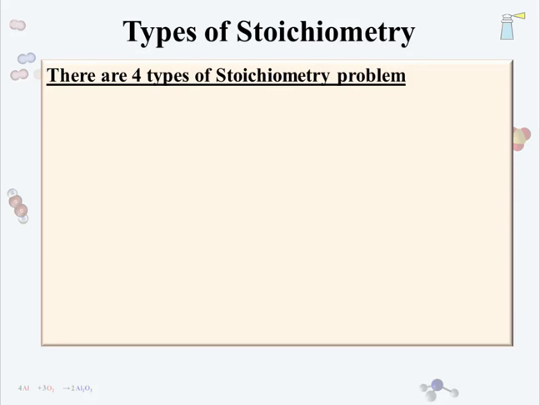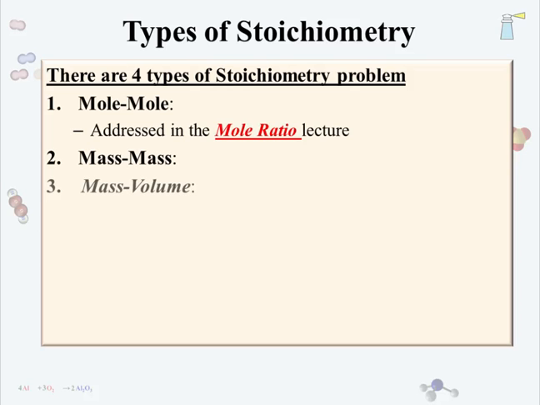In the stoichiometry problem-solving lecture, a list of types of stoichiometry problems is given that is based on the units of the current and desired substance in the problem. There are four general types. There are the mole-to-mole problems. These types are addressed in the mole ratio lecture. There are also mass-to-mass and mass-to-volume or volume-to-mass problems, and they are covered in the stoichiometry problem-solving lecture.